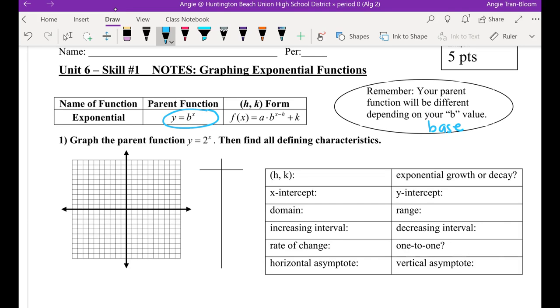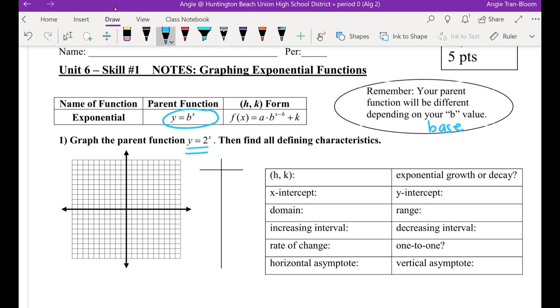So your input is now, what is that? Is that an exponent or is that a base? B is the base, but your input is now the exponent, the power. You're right. So your input is now the power. And all the transformations are still the same. So let's look at our very first parent function.